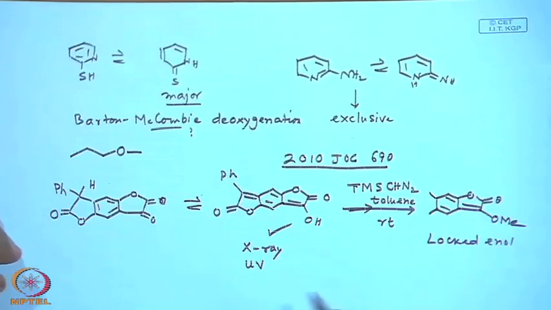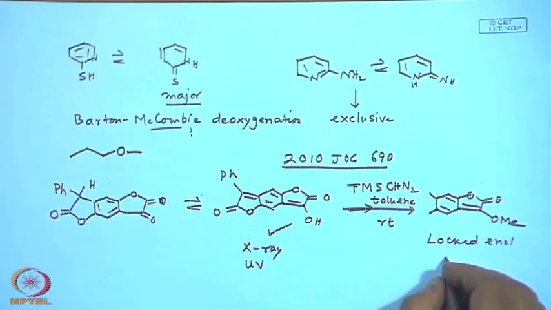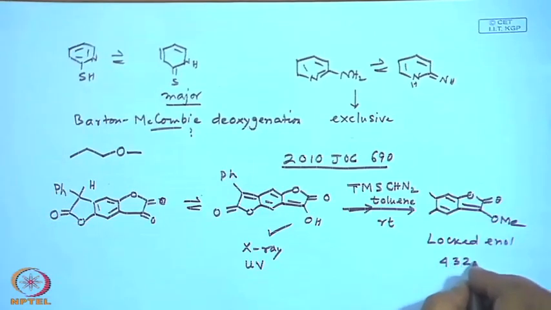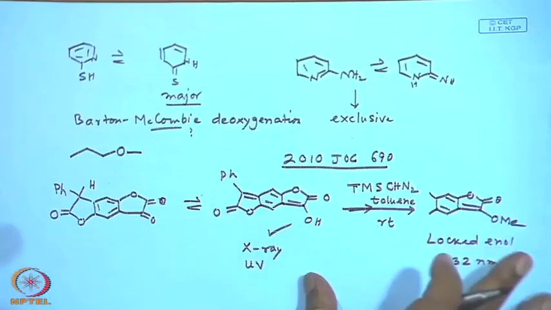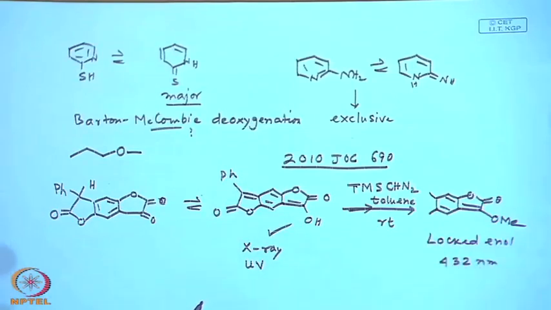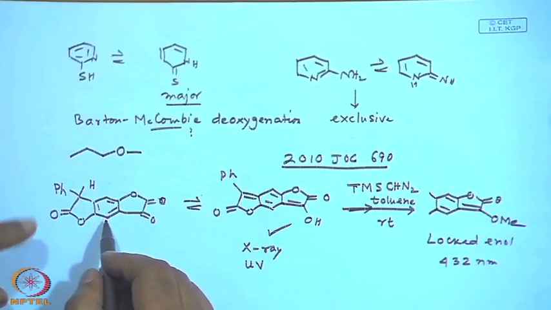And if you look at the UV of the starting one and this one, this has a UV of 432 nanometer. So, these enol forms are similar kinds of compounds. But what is the driving force here? That is what you have to find out. What is the driving force to break the aromaticity of the starting compound?